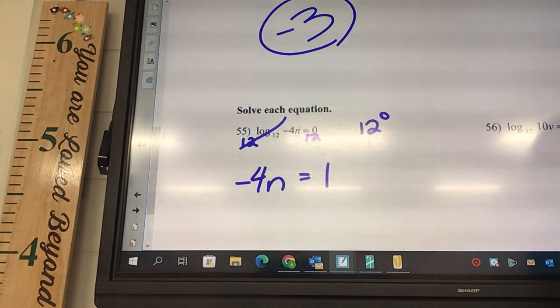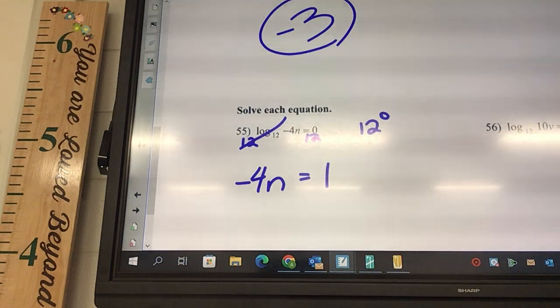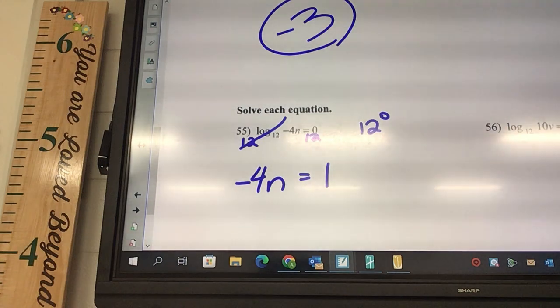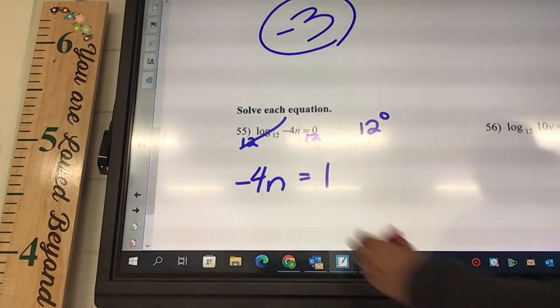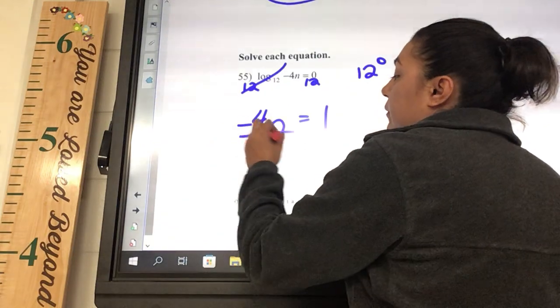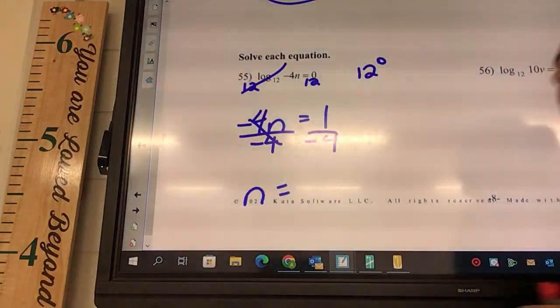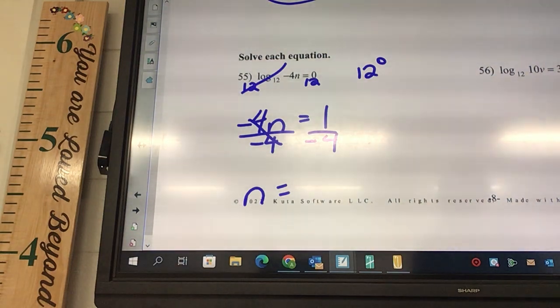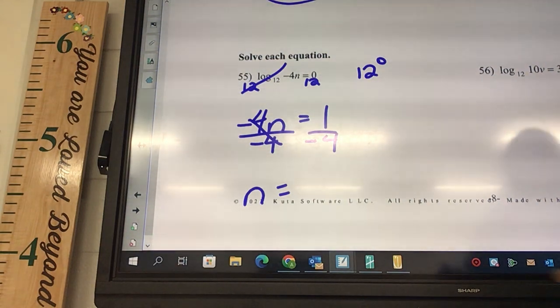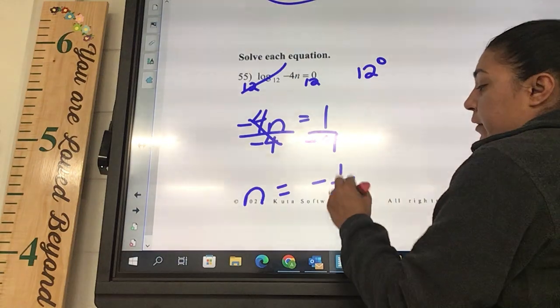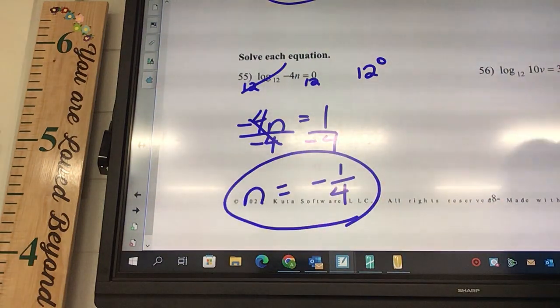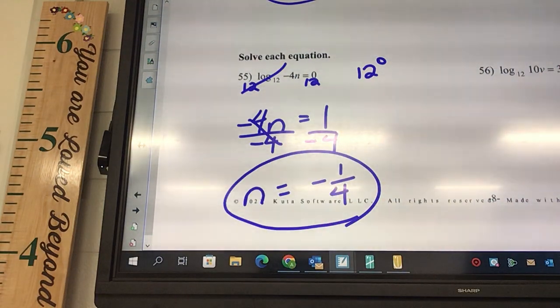Okay, and then we're going to continue solving. How do I solve for n? Divide by -4. Okay, n equals, what is 1 divided by -4? Good. So -1/4. You can put that negative with the 1 or with the 4 on the outside. It does not matter.